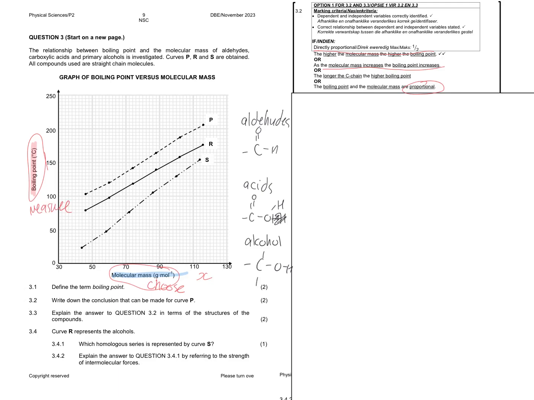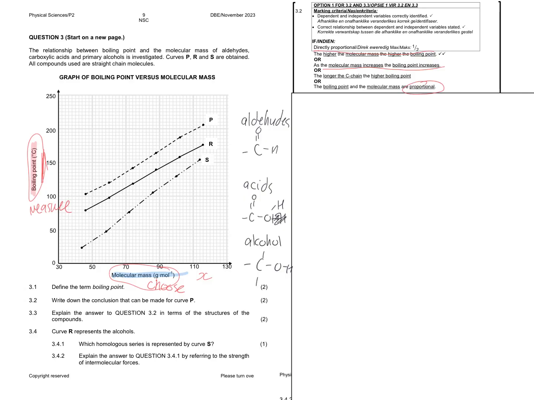And they say here, curve P, Q, and R are obtained, but I don't know whether you understand, they must have measured the boiling point. You can choose the molecular mass, you can choose how many carbons they're going to be, for example, but the boiling point you're going to have to measure with a thermometer.